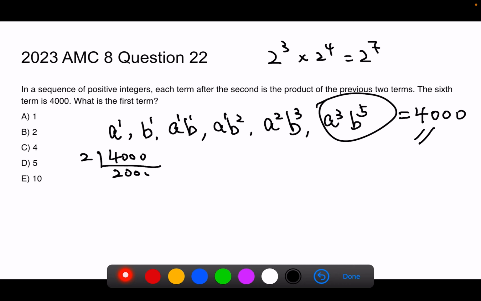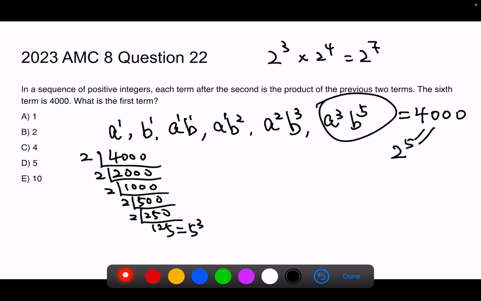2, 2,000, another 2, 1,000, another 2, 500, another 2, 250, another 2, 125. Then you might quickly realize this is actually 5 power 3. So the whole thing is 2 power 5 times 5 power 3.